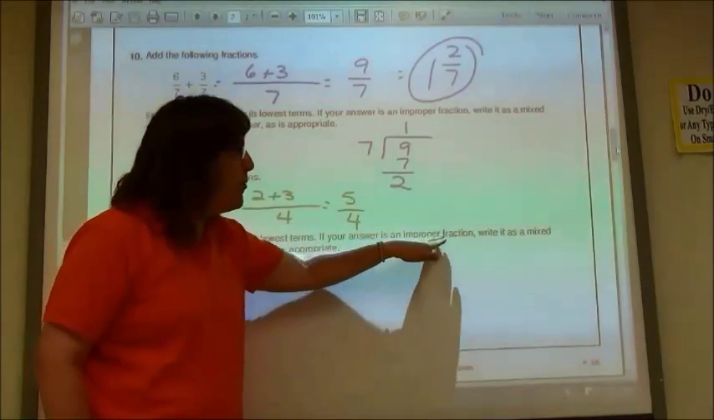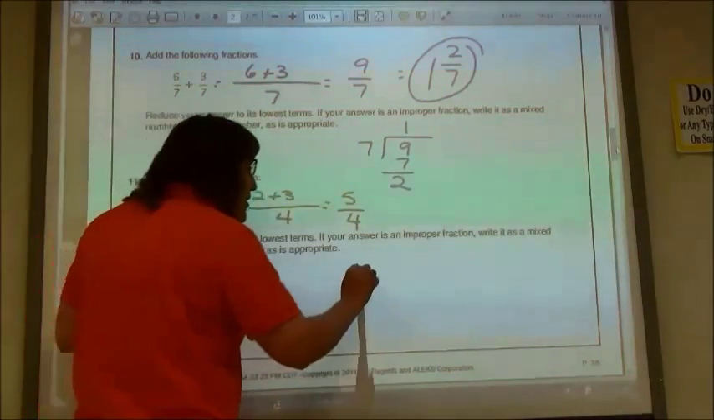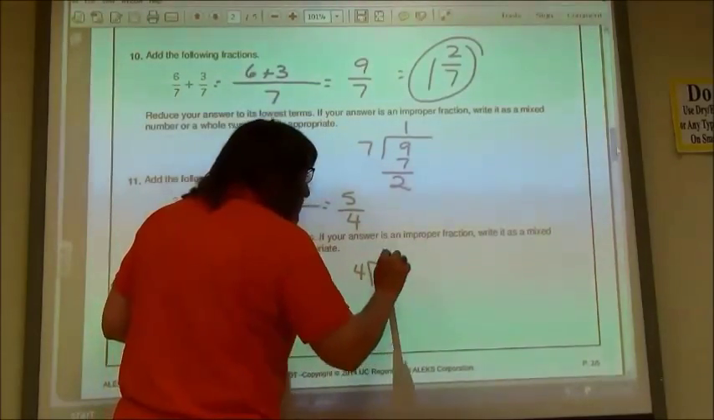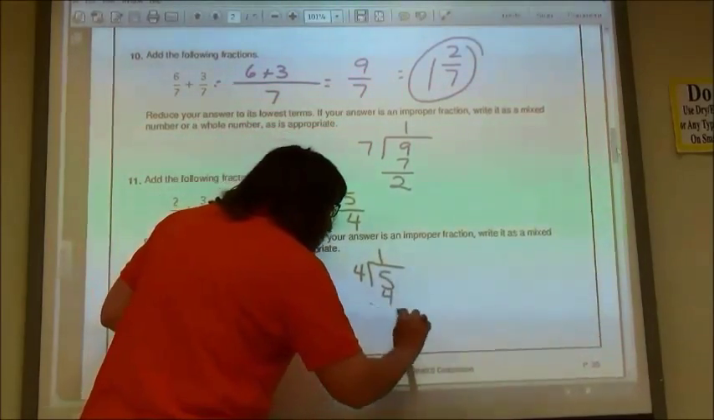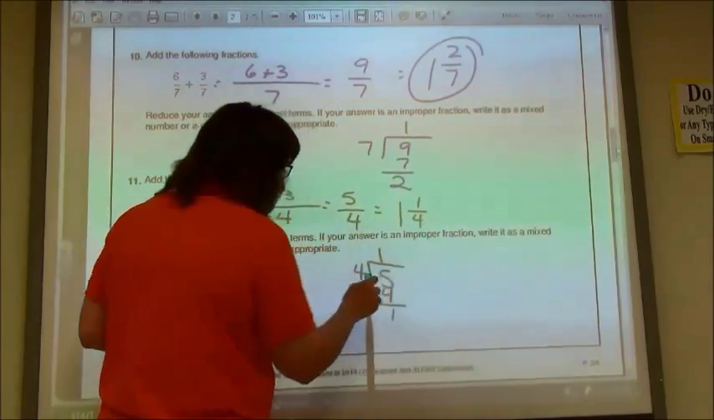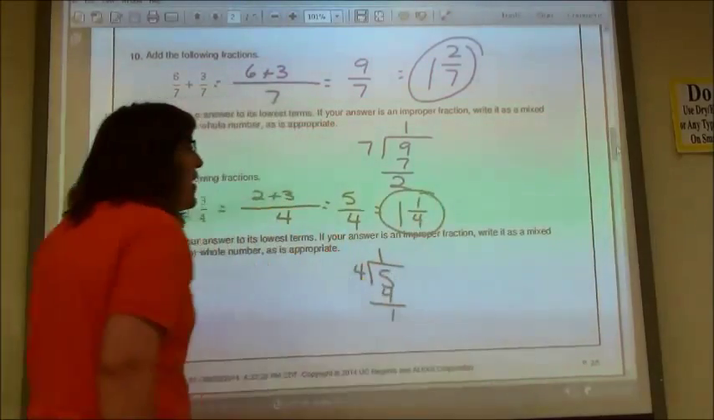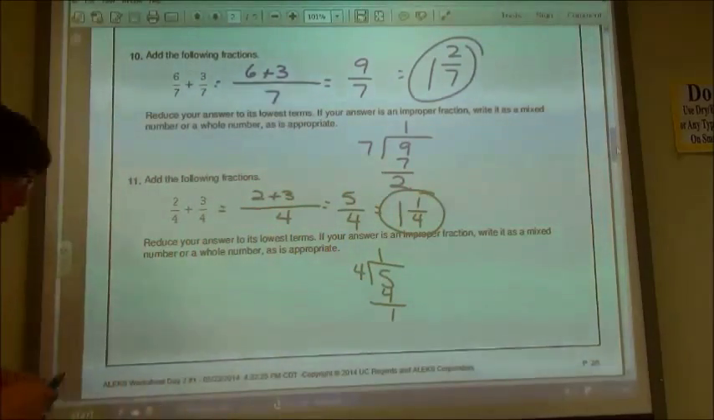If it's an improper fraction, write it as a mixed number. It is an improper fraction, so I'm going to take 4 into 5, goes in there once, and I've got 1 left over, so 1 and 1/4, which was my divisor, is going to be my answer. 5/4 is the same thing as 1 and 1/4.